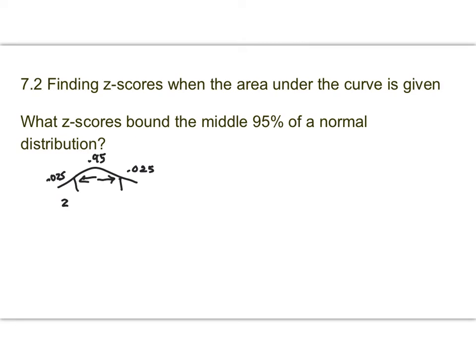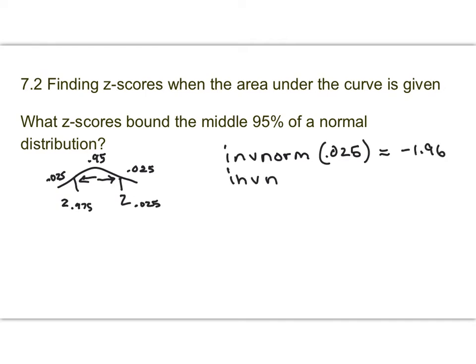So I'm looking for z 0.975 and z 0.025. So inverse norm, the lower 2.5% is going to be negative 1.96, and then the upper 0.975 is going to be 1.96.